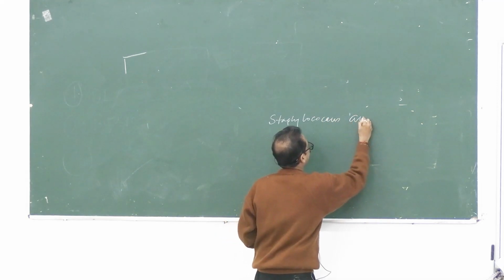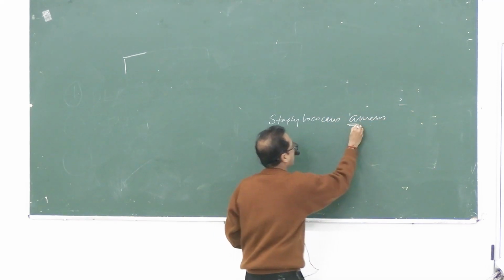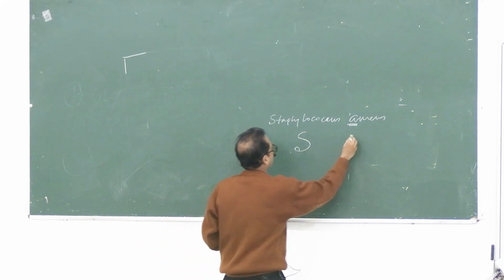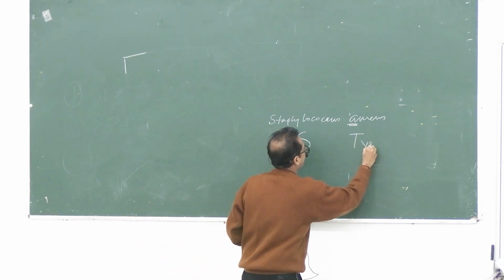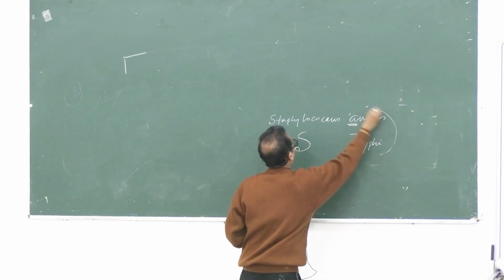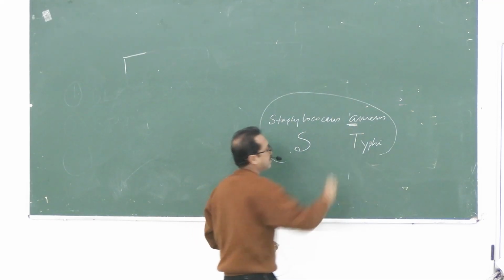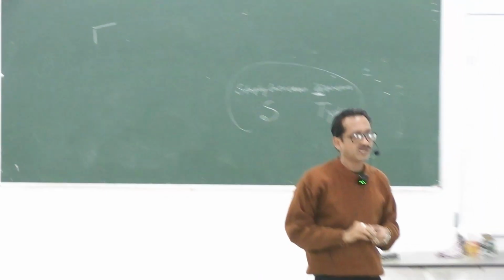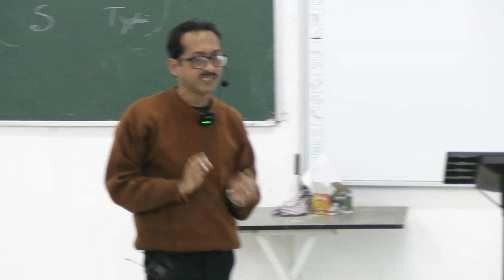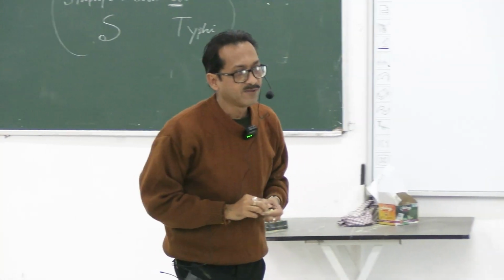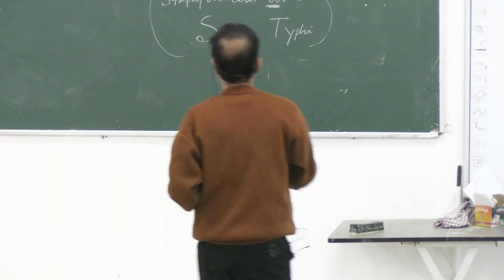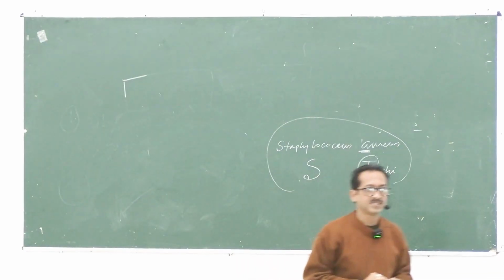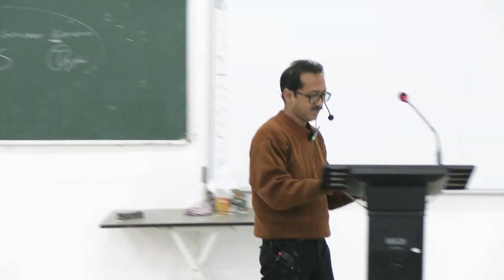I am just giving an example. So this is in small letter. But when we write Salmonella typhi, we usually write T as capital. All other species are written in small letter, but in Salmonella typhi, that T of typhi is written in capital letter. Why? Because typhi is not a species.